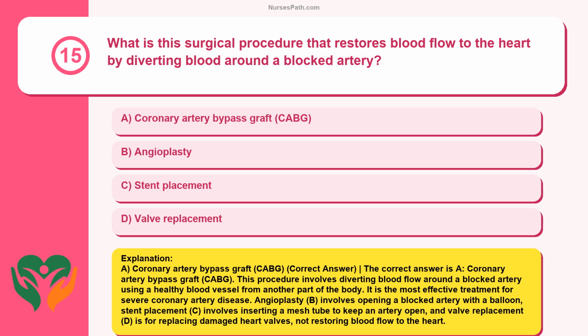Angioplasty, B, involves opening a blocked artery with a balloon. Stent placement, C, involves inserting a mesh tube to keep an artery open, and valve replacement, D, is for replacing damaged heart valves, not restoring blood flow to the heart.